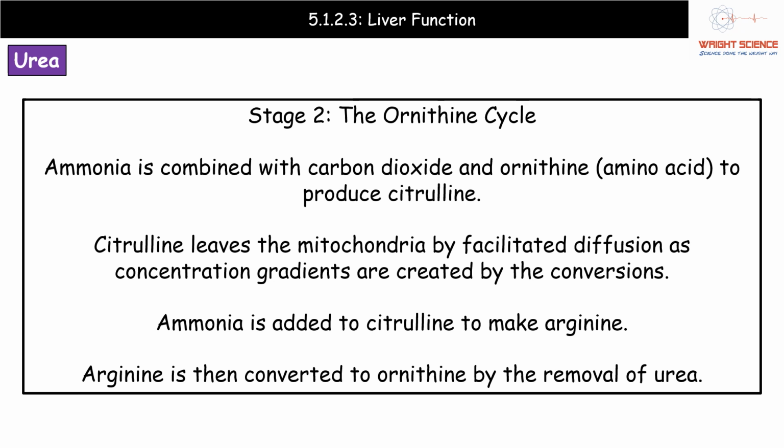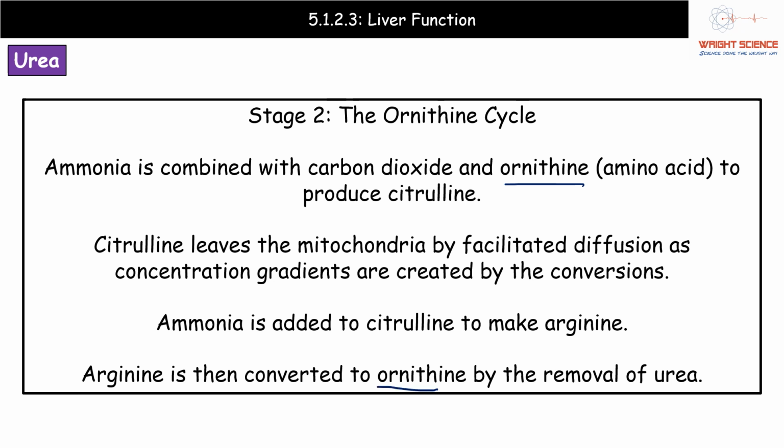So what we're going to see here is that ammonia is going to combine with carbon dioxide and ornithine, which is just an amino acid, and we produce this stuff called citrulline. Now the citrulline leaves the mitochondria through the process of facilitated diffusion, and then we're going to have ammonia added to the citrulline to make arginine. Arginine can then go back to ornithine by having urea removed, hence the ornithine cycle. We start with ornithine, and then we're also going to basically end with ornithine.